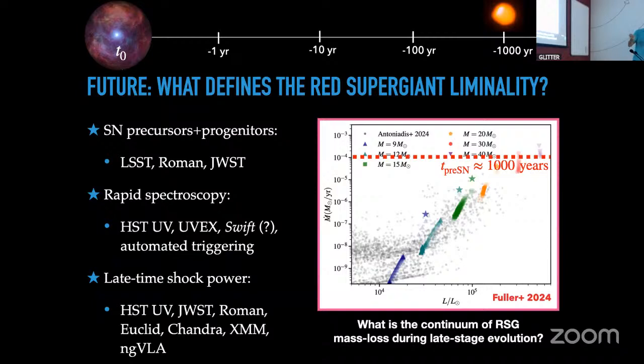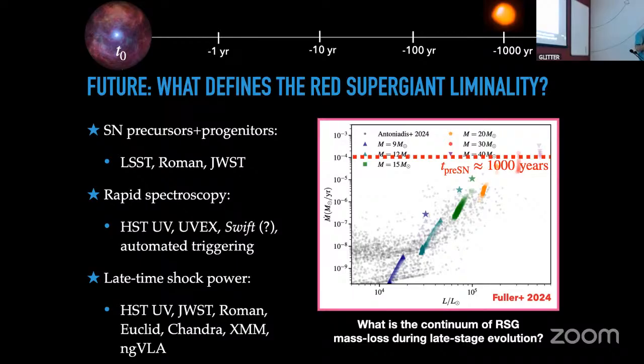So what is the future of all of this? I've kind of talked about everything from before explosion, early time spectroscopy, early time stuff. So to understand supernova precursors, that was the first part of what I talked about, and their progenitor stars. We need LSST for sure to be looking continuously and finding low luminosity gap transients that can probably turn into supernova one day. Roman will do the same.